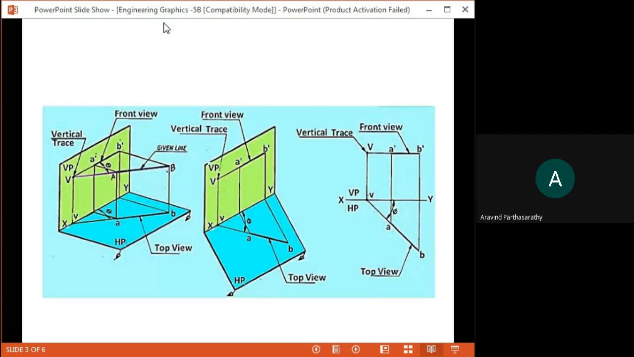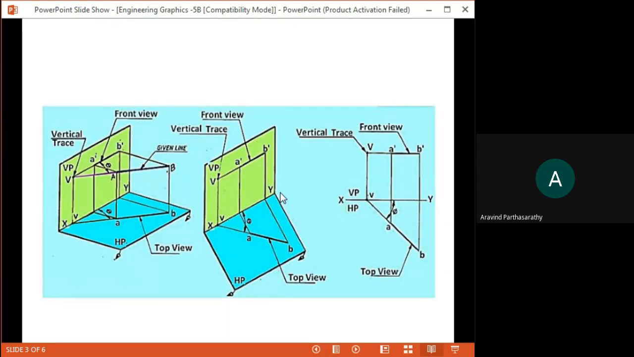You have to tell me or chat me whether you have any doubt or not. This is a very important problem because in a problem they may ask you to draw the vertical trace or the horizontal trace. So you have to study this with concentration, and you should understand it in a very careful manner. That is why I'm asking whether you understood or not.